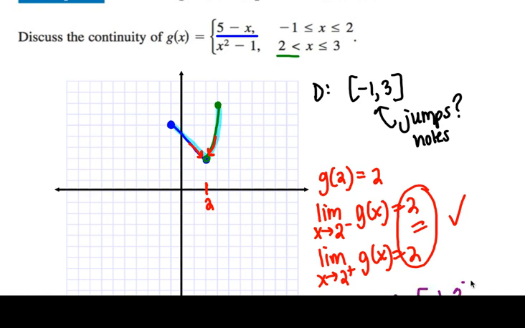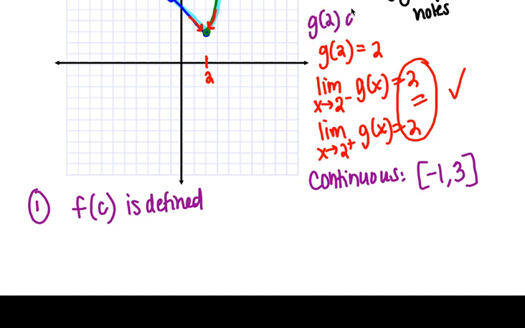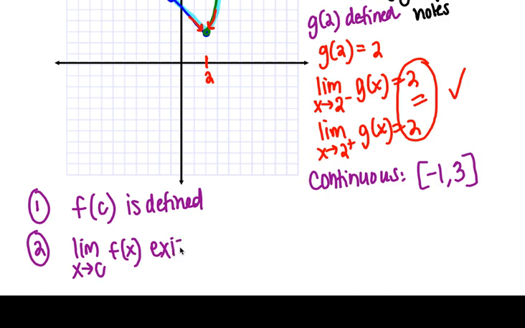From -1 to 3. So what was our first thing that needed to happen? So remember, f of c had to be defined. f of c is defined. So g of 2 was defined, because that's going to be the critical area right there, because that's where the two graphs meet. And then what had to happen was the limit as x approaches c exists, and it did exist right there. It existed because the left equaled the right.